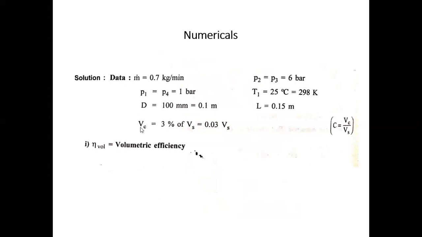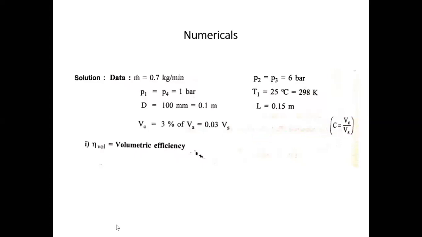The last thing given is that the clearance volume is 3% of stroke volume. So one can say that the value of C, that is clearance ratio, is equal to 0.03, as clearance ratio is nothing but Vc upon Vs. Okay, now what are the parameters that we have to find out? First we have to find out the volumetric efficiency of a compressor.